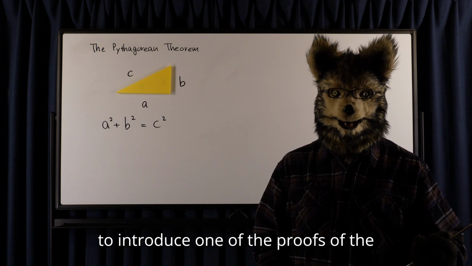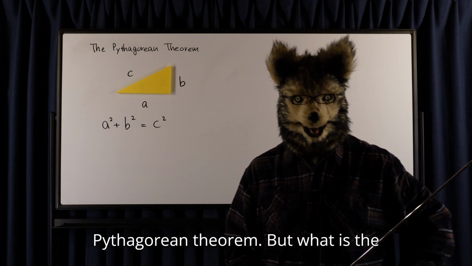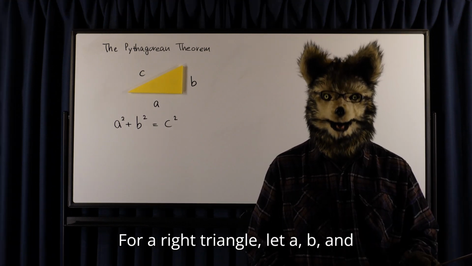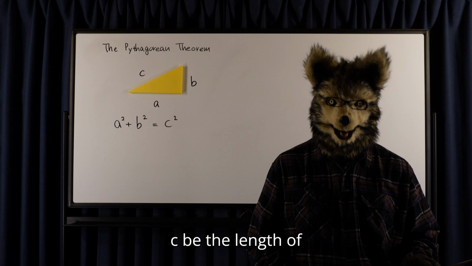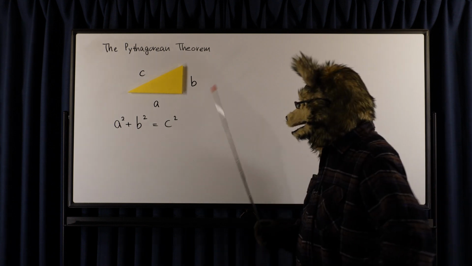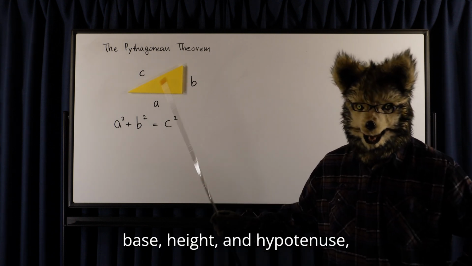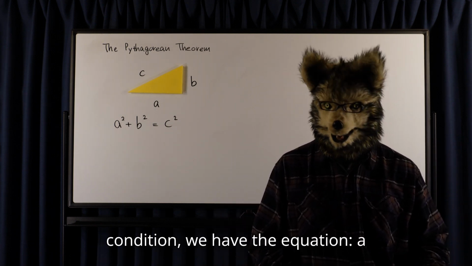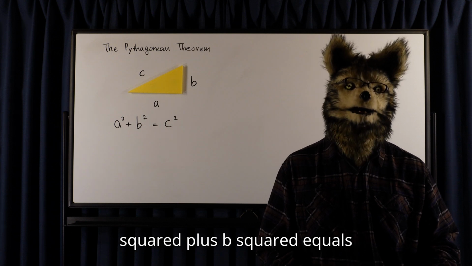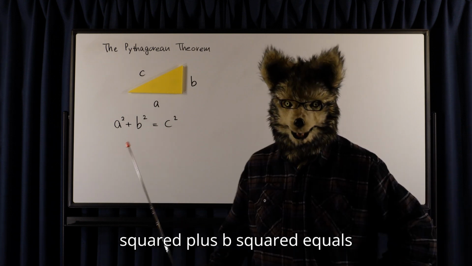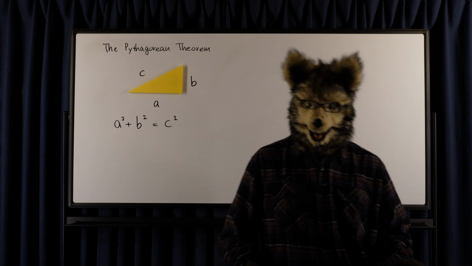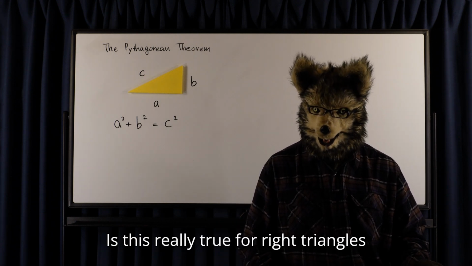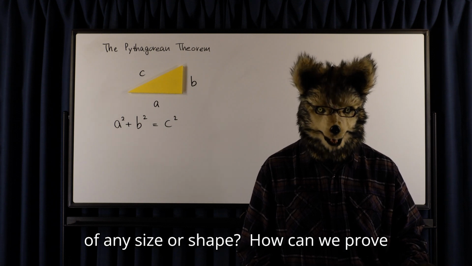Today I'm going to introduce one of the proofs of the Pythagorean Theorem. But what is the Pythagorean Theorem? For a right triangle, let A, B, and C be the length of base, height, and hypotenuse respectively. Under this condition, we have the equation A squared plus B squared equals C squared. This is a statement of the Pythagorean Theorem. It is really true for right triangles of any size or shape.